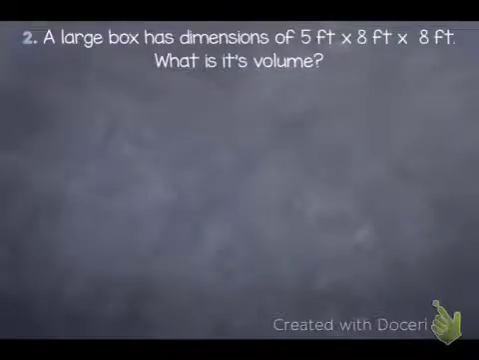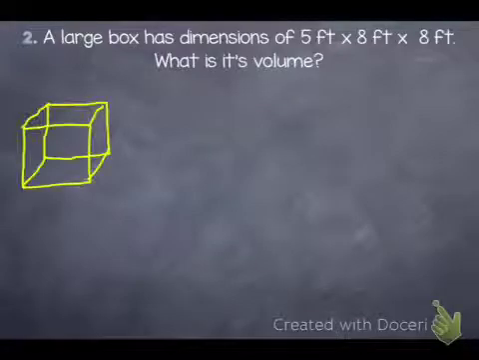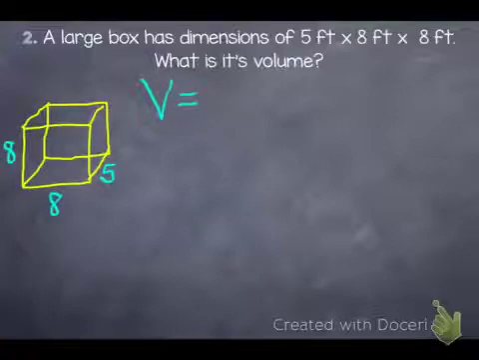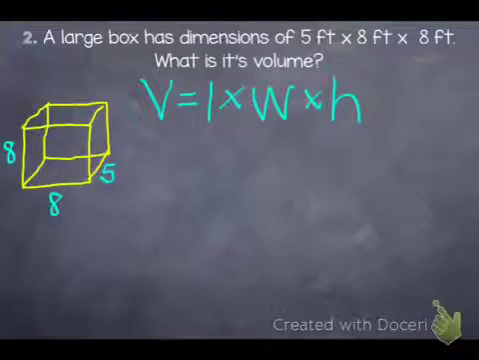Okay, number 2 says a large box has dimensions of 5 feet by 8 feet by 8 feet. We need to find its volume. So I've drawn a little box here, and it told us that we have dimensions 8 by 8 by 5. So to find the volume of a rectangular prism, all we're going to do is multiply our length times width times height. So this one's going to be pretty straightforward. We're just going to substitute in our length, width, and height. So our length, width, and height are 5, 8, and 8.